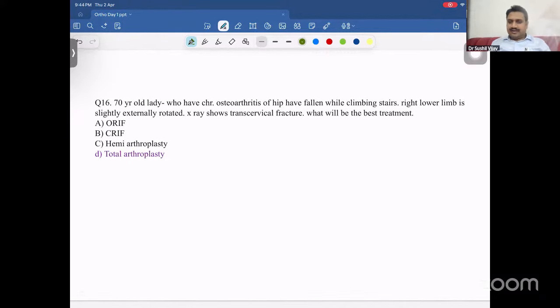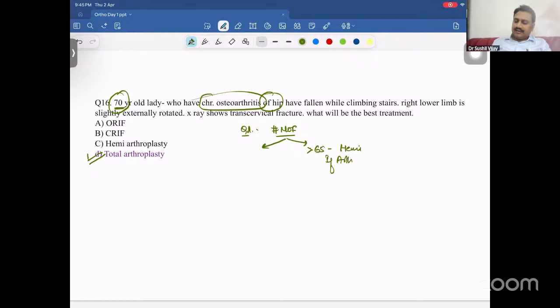Many questions have come around the neck of femur. Now there is a 70-year-old lady, and she has osteoarthritis of the hip. Now what will you do? Like you already told me, when there is OA, it has to be total, right? We have already discussed. So always remember the first question to be considered in patients of fracture neck of femur is age, right? When it is more than 65, it is always hemi. If there is arthritis, it has to be THR. Very true, right? Very good.